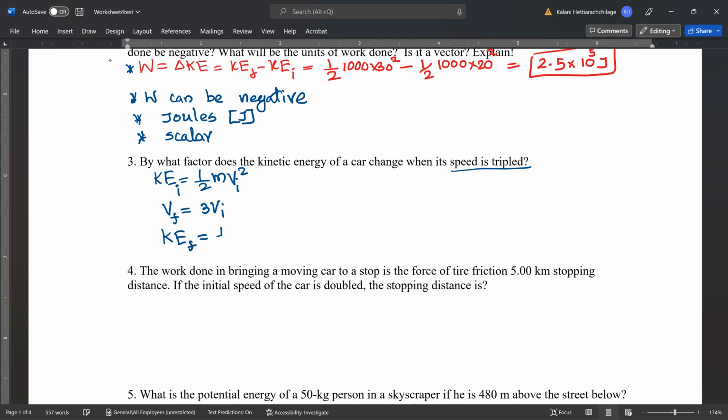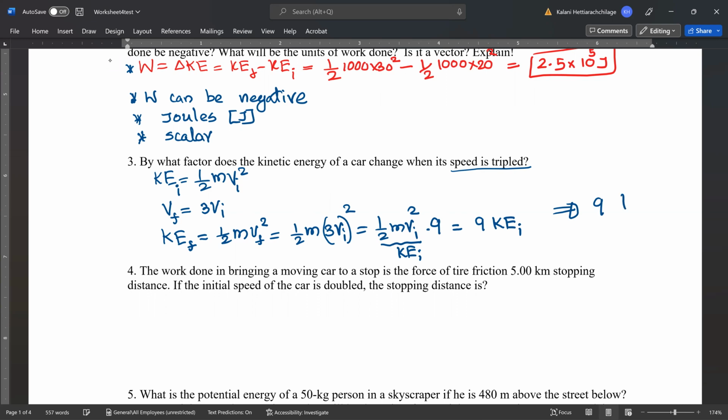So you do not change the mass. The only thing you change is the velocity, v final power 2. That means that will be half mass times 3 times v initial, power 2. We'll simplify this: half mass v initial power 2, and 3 times 3 is 9, right? So this is definitely kinetic energy initial, as I wrote earlier, and this means this is 9 times kinetic energy initial. That means your answer is 9 times.